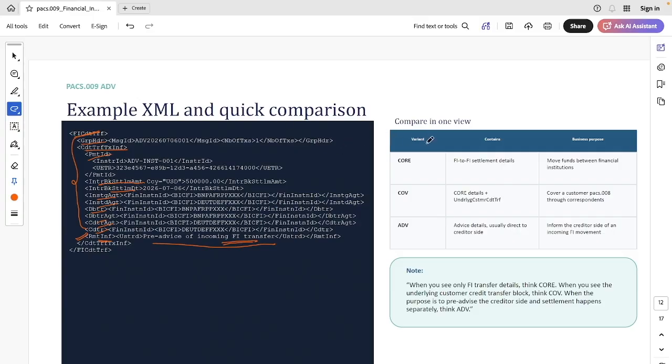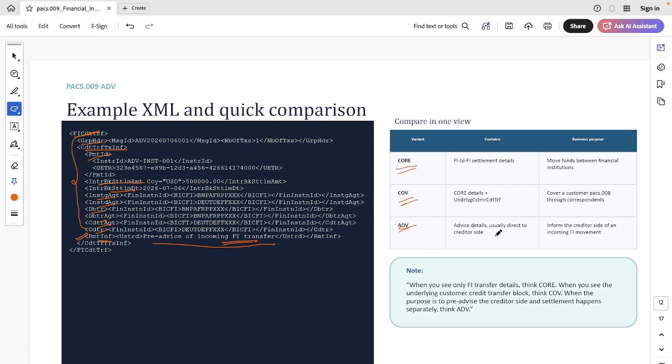Now let's look at a comparison table between these three variants. For core, the message contains FI to FI settlement details. The business purpose is simple, to move funds between financial institutions. For cover, the message contains core FI transfer details plus the underlying customer credit transfer block. The business purpose is to cover a customer pacs.008 through correspondents. For advice, the message contains advice details usually sent directly to the creditor side. The business purpose is to inform the creditor side that an incoming FI movement is expected.